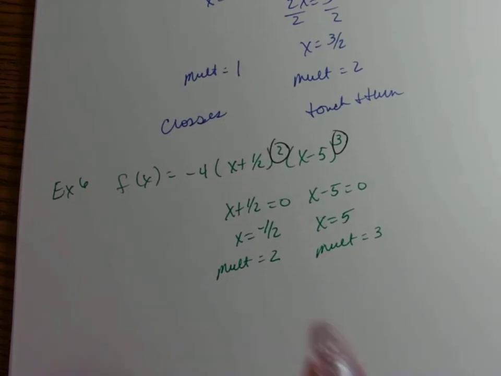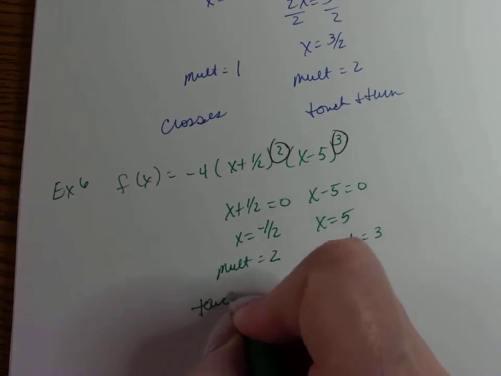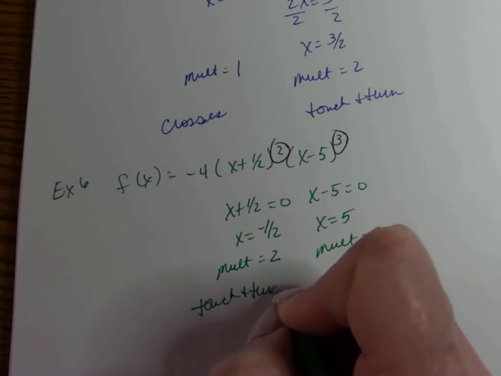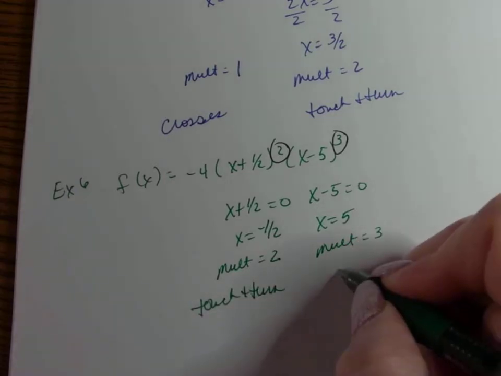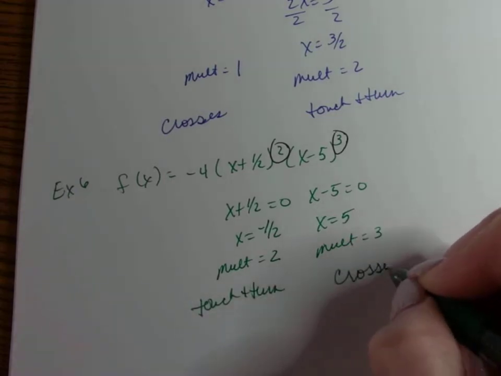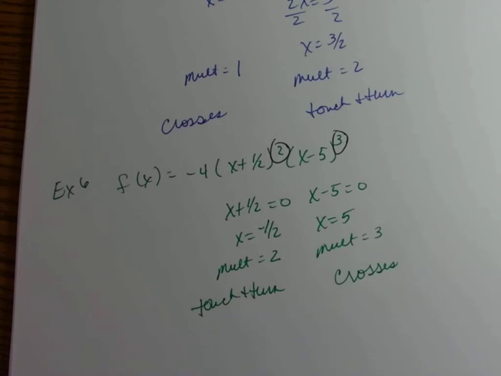So for 2, that tells us it's going to touch and turn around. And for 3, it crosses the x-axis. So it's just about understanding what happens at the behaviors of each of those zeros.